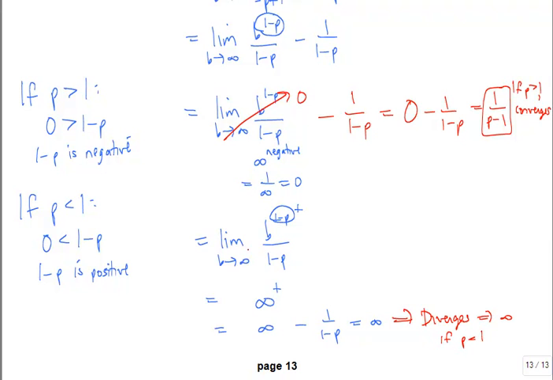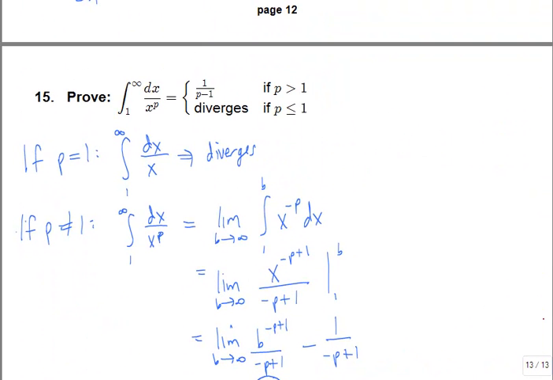So the difference between these two is that if p is greater than 1, this limit goes to 0, and so we get a finite value. And if p is less than 1, then this limit goes to infinity, and so we get infinity for our answer, which means it diverges. So putting it all together, if p was greater than 1, it converged to 1 over p minus 1, and if p was less than or equal to 1, we got the divergent case. Okay?